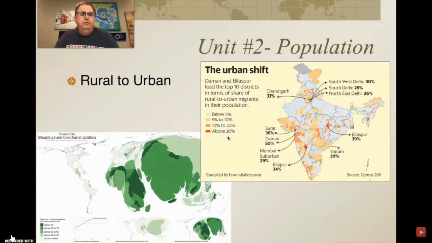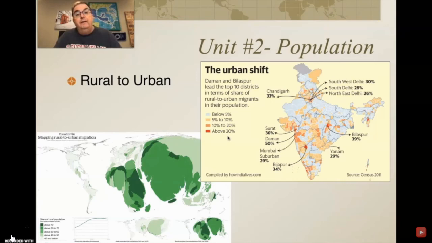Here's another example of rural to urban migration. We have a couple of maps here. The bottom left is a cartogram that shows where rural to urban migration is occurring. And if you can mention a few of the cities inside of those areas that have huge rural to urban migration, that makes your response look better and stronger.